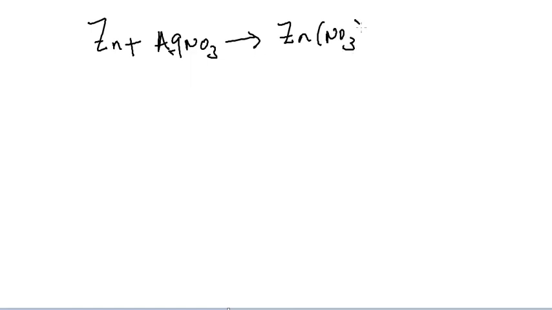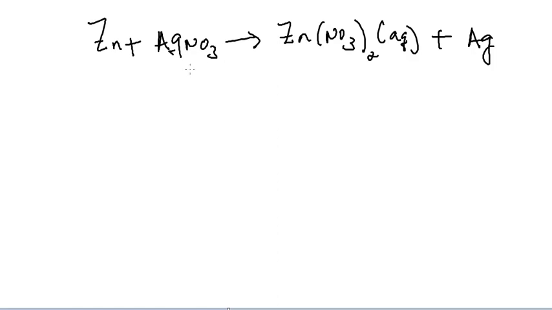Let's say that I have zinc react with silver nitrate. This will give us zinc nitrate. I put here AQ. AQ stands for aqueous solution, which is a solution dissolved in water, plus silver will be formed. By the way, this type of reaction is called a single replacement reaction.